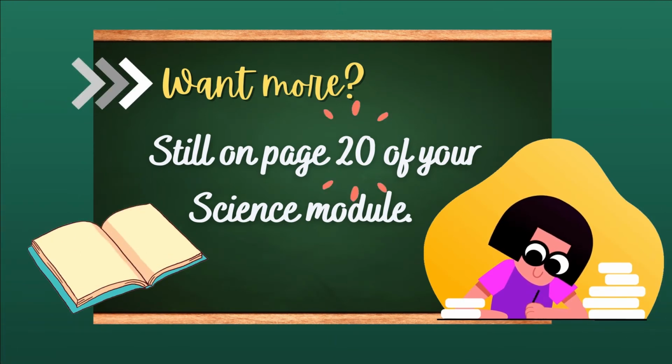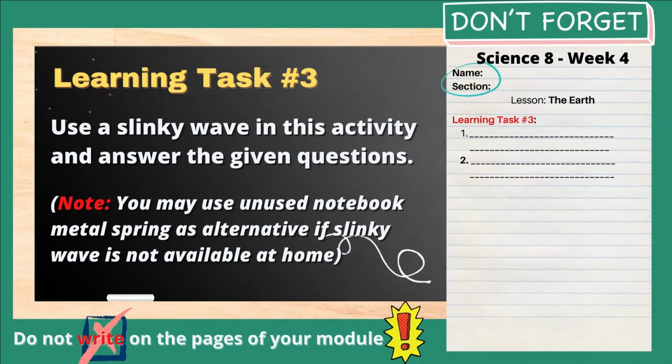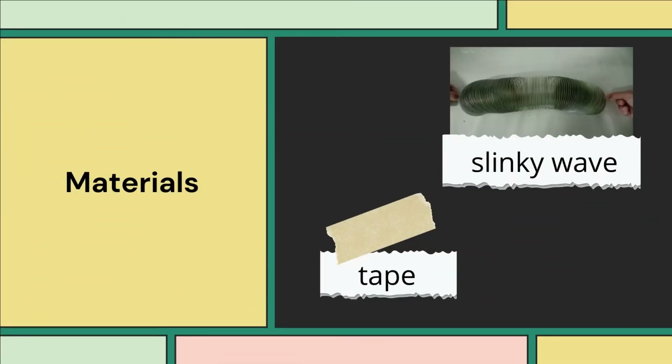Another activity, let's have your learning task number 3 on page 20. Learning task number 3. Use a slinky wave in this activity and answer the given question. Maaari kayong gumamit ng hindi na ginagamit na notebook metal spring kung wala kayong available na slinky wave sa bahay. For the materials, you need a tape and a slinky wave.